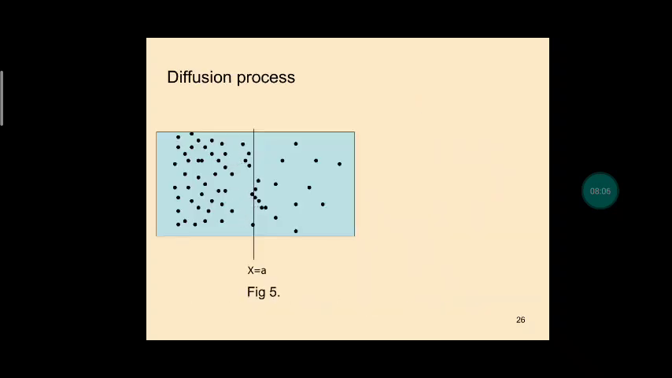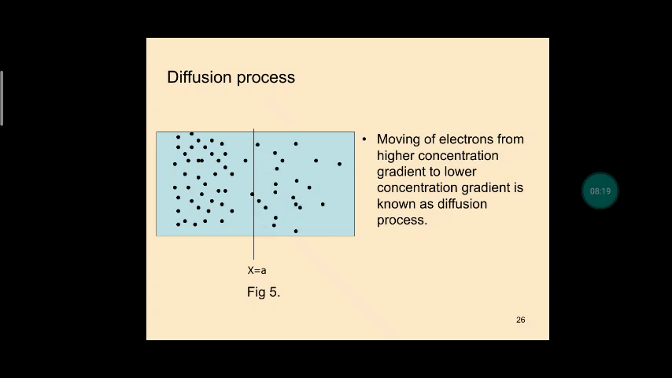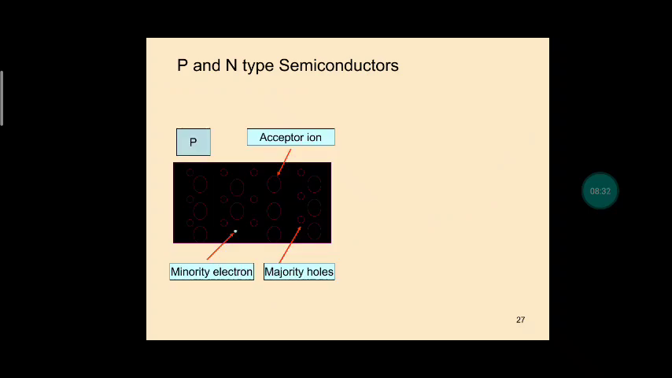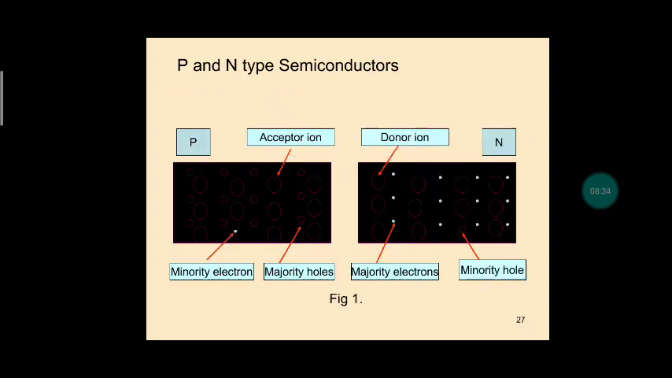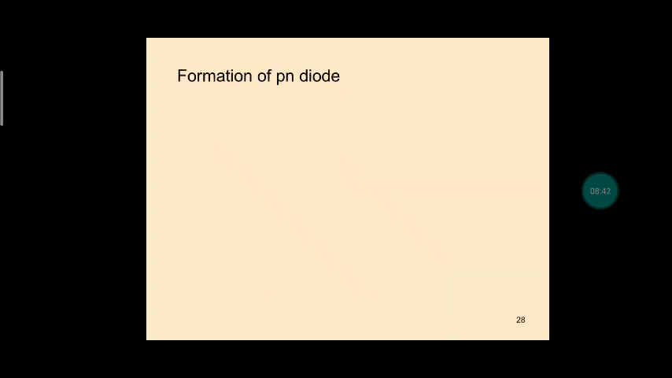Next one, diffusion process. Diffusion process means that when we do not apply any internal or external energy to the device, the motion of electrons from higher concentration to lower concentration is called the diffusion process. So the motion of electrons from higher concentration to lower concentration is a diffusion process. In p-type and n-type semiconductors, the n-type is called the donor ion and the p-type is called the acceptor ion.